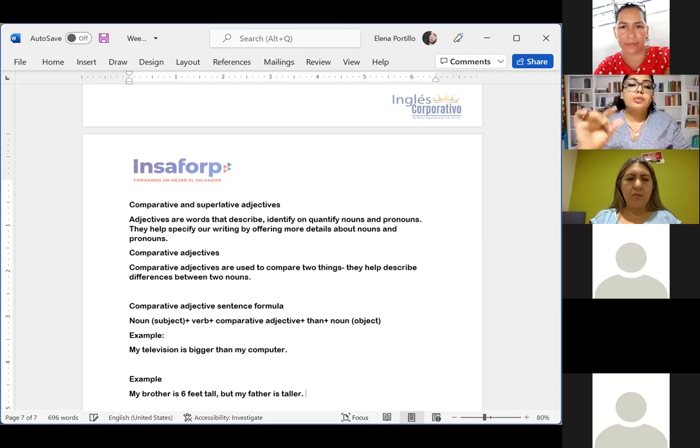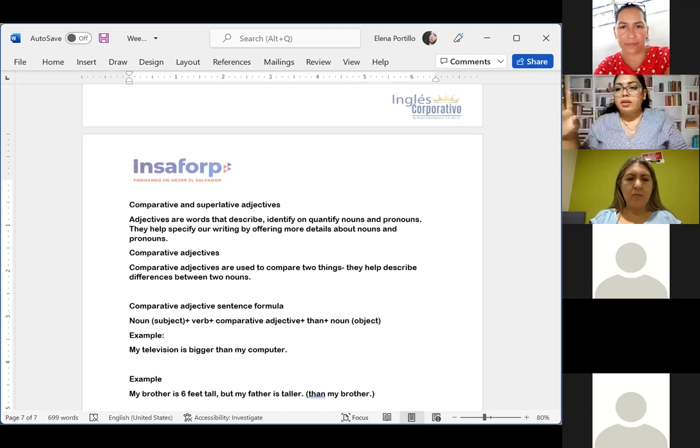So in this case, we have this sentence. My brother is 6 feet tall, but my father is taller. In this case, we are not going to write "than my brother" at the end of the sentence, because we already know that information, right? When we have this kind of clear information about the comparison, because we know that we are comparing the brother and the father, and we know that the father is taller, we are not going to add the than and the object of the sentence.